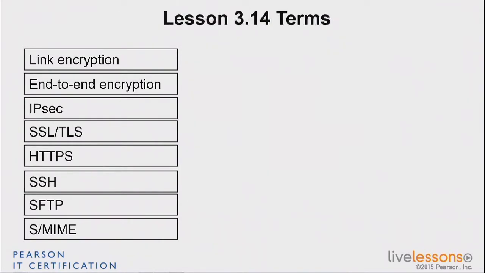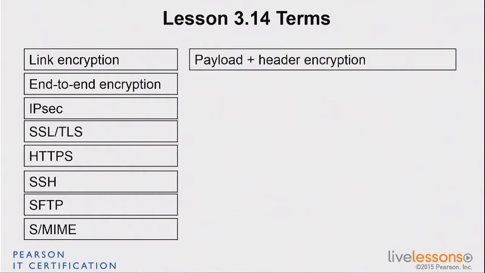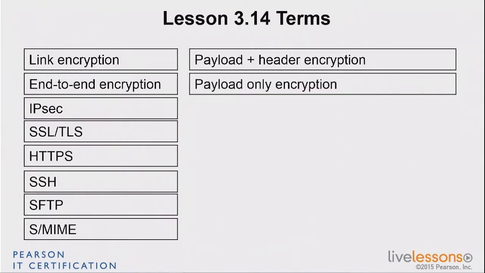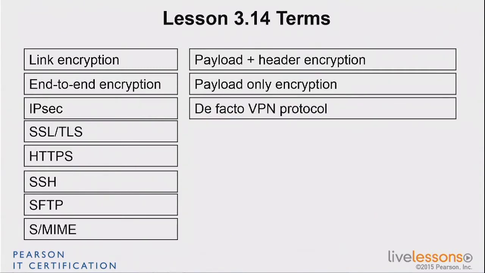All right, let's take a look at Lesson 3.14 terms. Link encryption means that both the payload and the header, so all of the control information, is encrypted. That means if we send something in link encryption, the intermediary devices need to know how to decrypt the control information. And we talked about the fact that the internet is not the mechanism that we want to use for link encryption because we have insecure devices as midway points. End-to-end encryption says it's only the payload that's encrypted, so the header and all of the control information is available for transport. IPsec is a de facto VPN protocol.